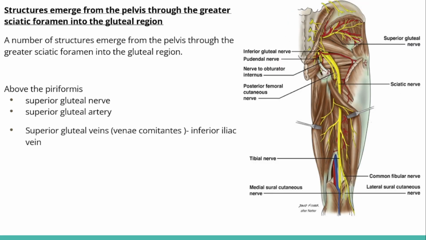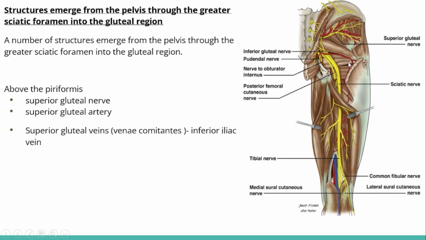So we'll see what structures emerge from the pelvis through the greater and lesser sciatic foramen into the gluteal region. You know the greater sciatic foramen is formed by the greater sciatic notch and the sacrospinous ligament and the sacrotuberous ligament, and the lesser sciatic foramen is also formed by these structures. There are several vessels and nerves that come out from the pelvis into the gluteal region, and some come out and go again into the pelvis from the gluteal region. So there are a number of structures.